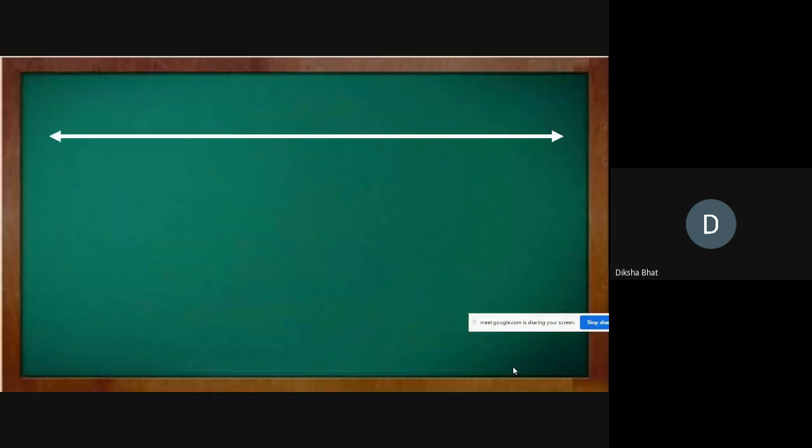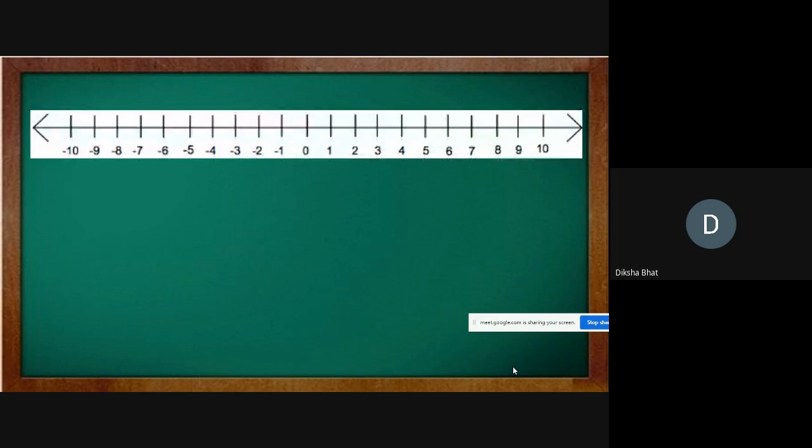Name this geometric figure. Line. Yes, correct. This is the visual representation of numbers on a line. What is this line called? Number line. Yes, very good. Now I'll be marking points on the number line. I want each one of you to tell me the position of the marked points.